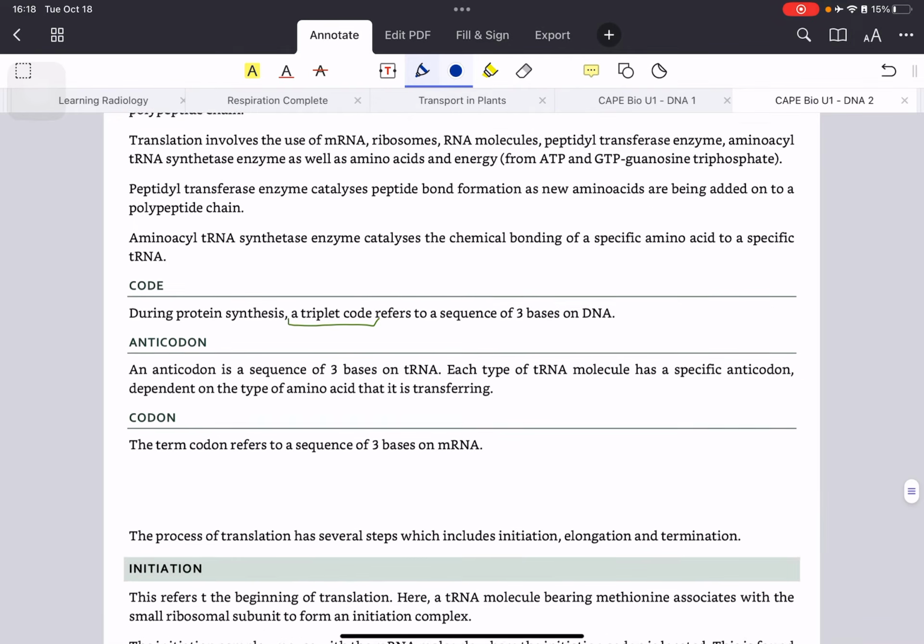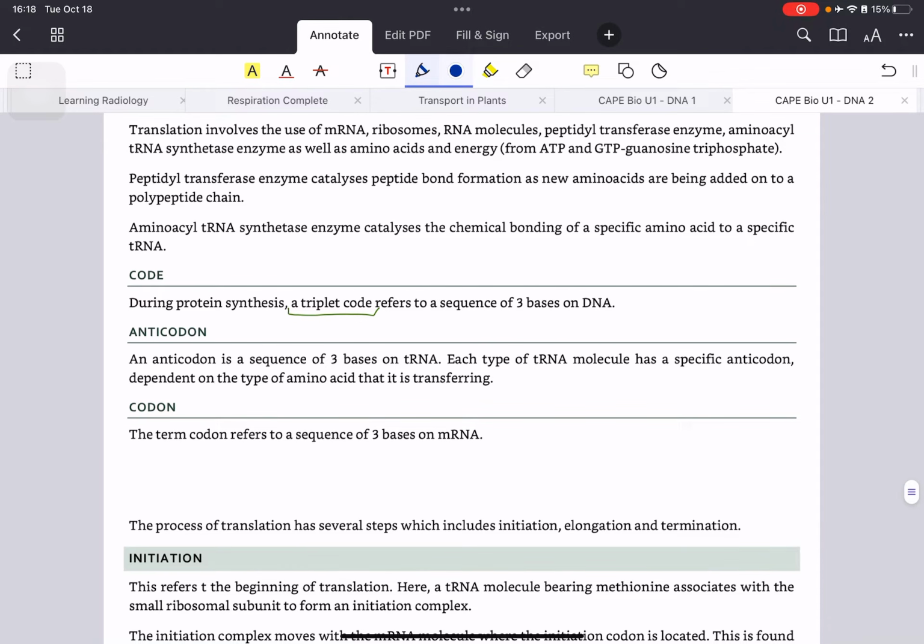Okay, so I have some definitions here so you don't get confused. The triplet code refers to a sequence of 3 nitrogenous bases. The anticodon is simply the sequence of 3 bases on a tRNA, and I'll show you how that is done.